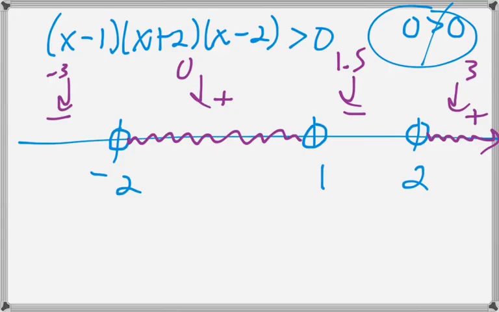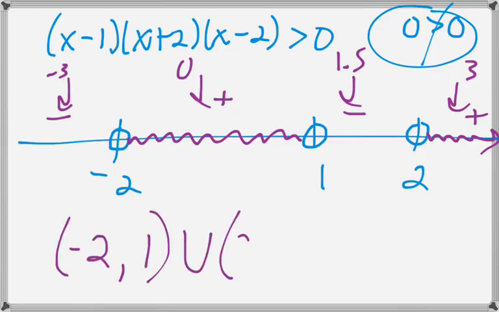So this process was identical to the previous problem, except those zeros are not solutions now because we don't have that or equal to. So when we go to write the solutions in interval notation, we'll just need to use parentheses instead of brackets to show that those endpoints are not solutions.